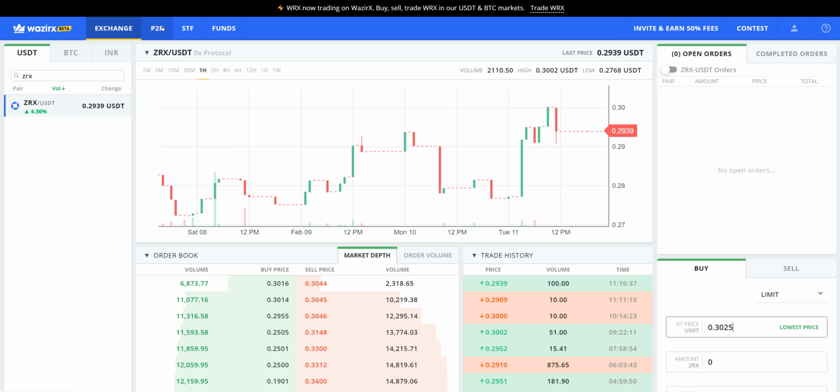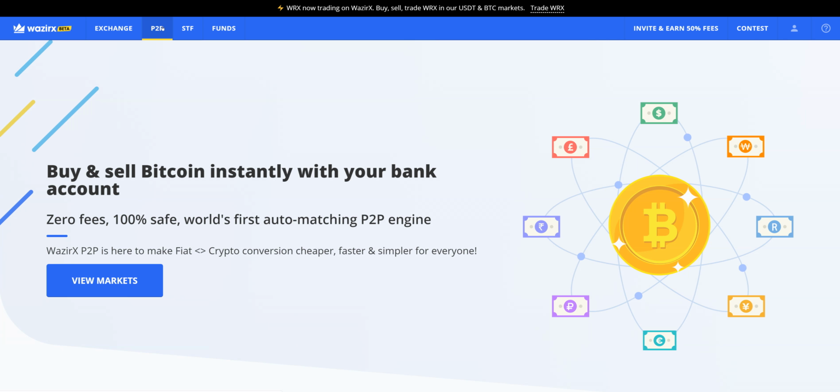So let's check out the peer-to-peer trading. With the peer-to-peer trading, you can buy and sell Bitcoin instantly with your bank account. There's zero fees, it's 100% safe, and this is the world's first auto-matching P2P engine. So I think something like this could really give Coinbase a run for its money. WazirX P2P is here to make fiat to crypto conversion cheaper, faster, and simpler for everyone.